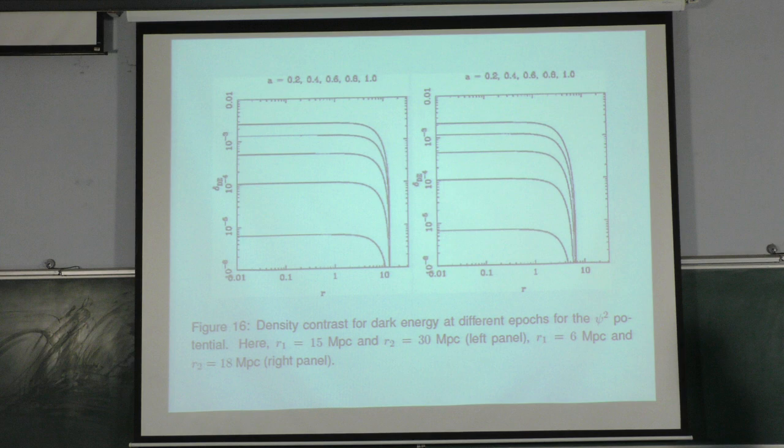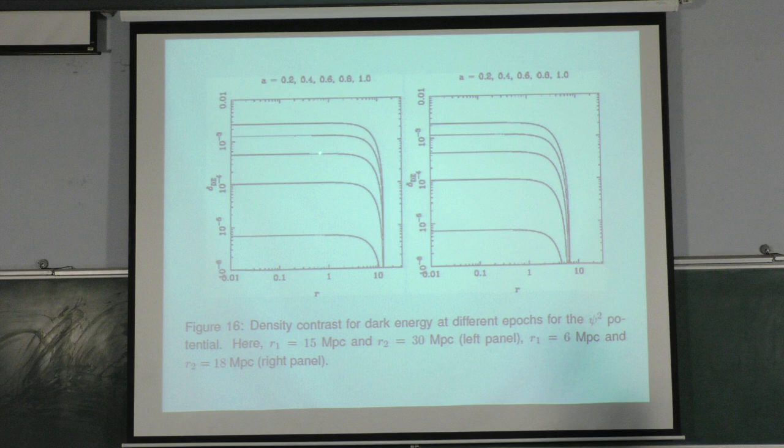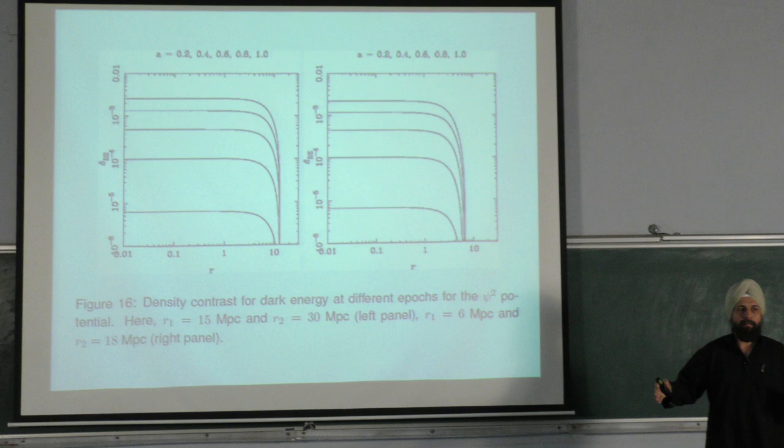This is the density contrast for dark energy. Again, you find that there is no significant qualitative difference between these two, which means that the scale of perturbation, we have changed the scale of perturbation from 6 megaparsecs to 15 megaparsecs, more than doubled, and it has not resulted in any significant change over here, which means the scale somehow is not playing a serious role in the evolution of dark energy perturbations.